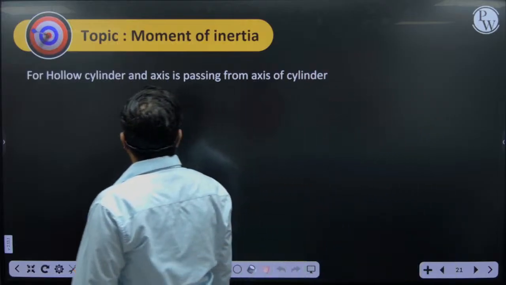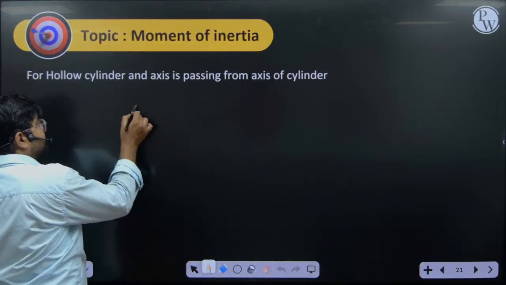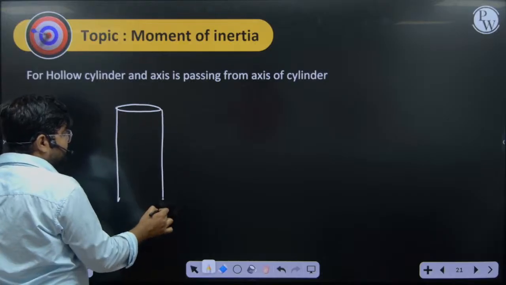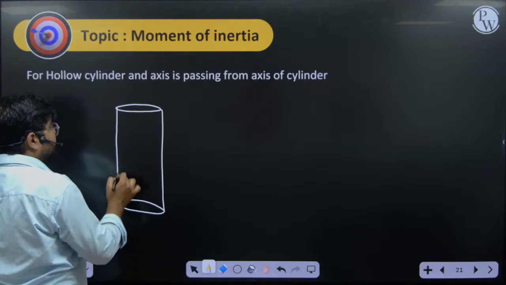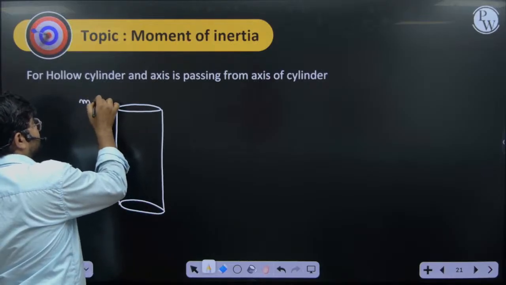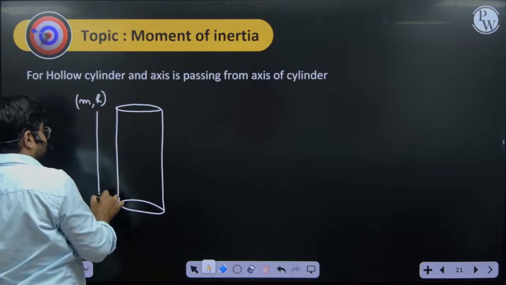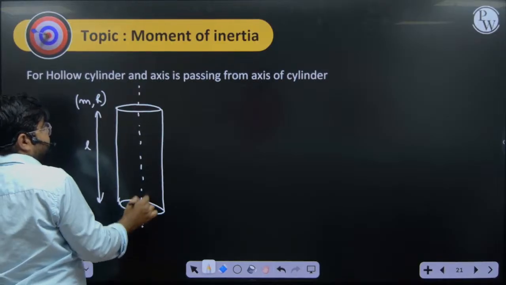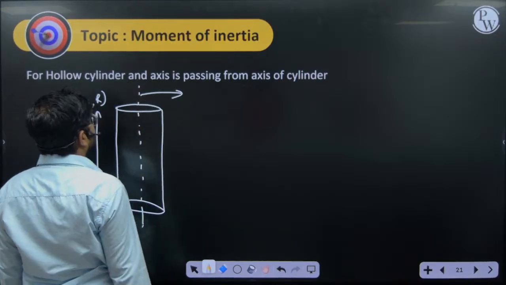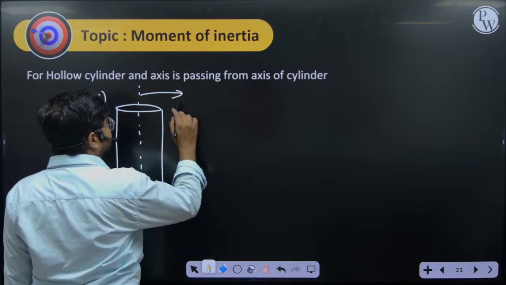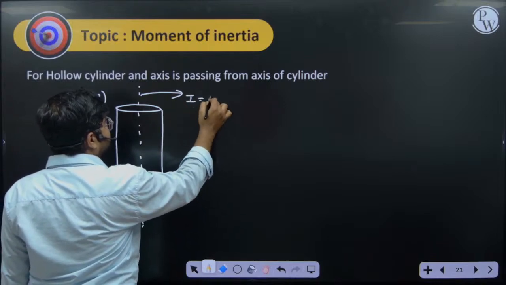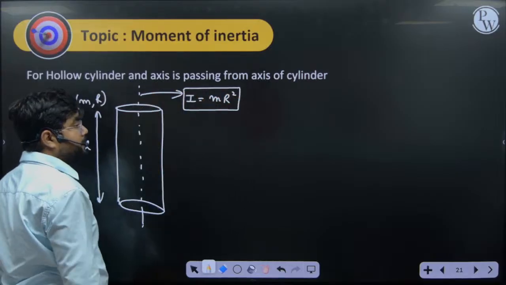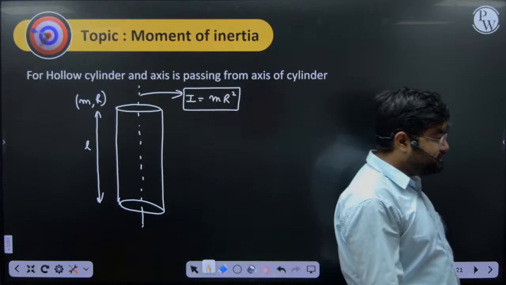Again, hollow cylinder and axis is the axis of cylinders. So again, let us build a hollow cylinder. Hollow means, again we know this, inside is completely empty. So mass m, radius r, and length l. So about this, axis is passing from axis of cylinder. So this axis moment of inertia is mr square. Is that understood, everyone?